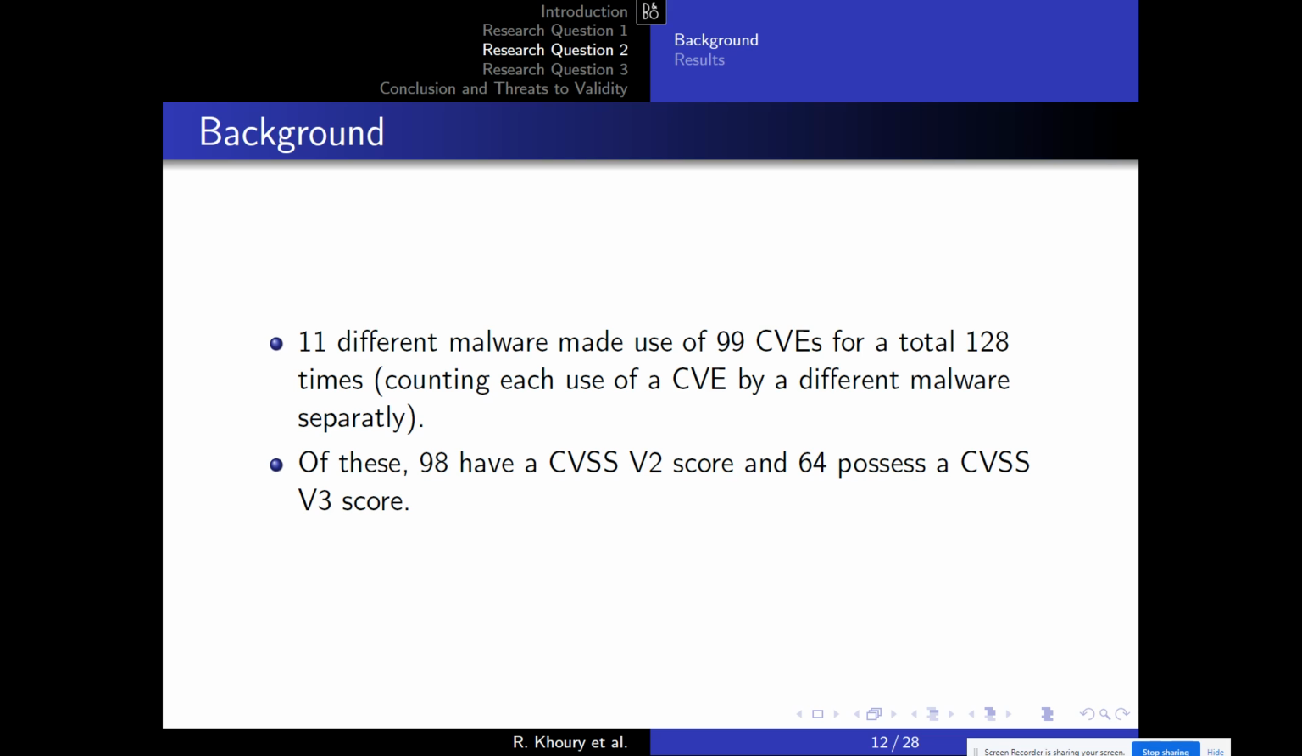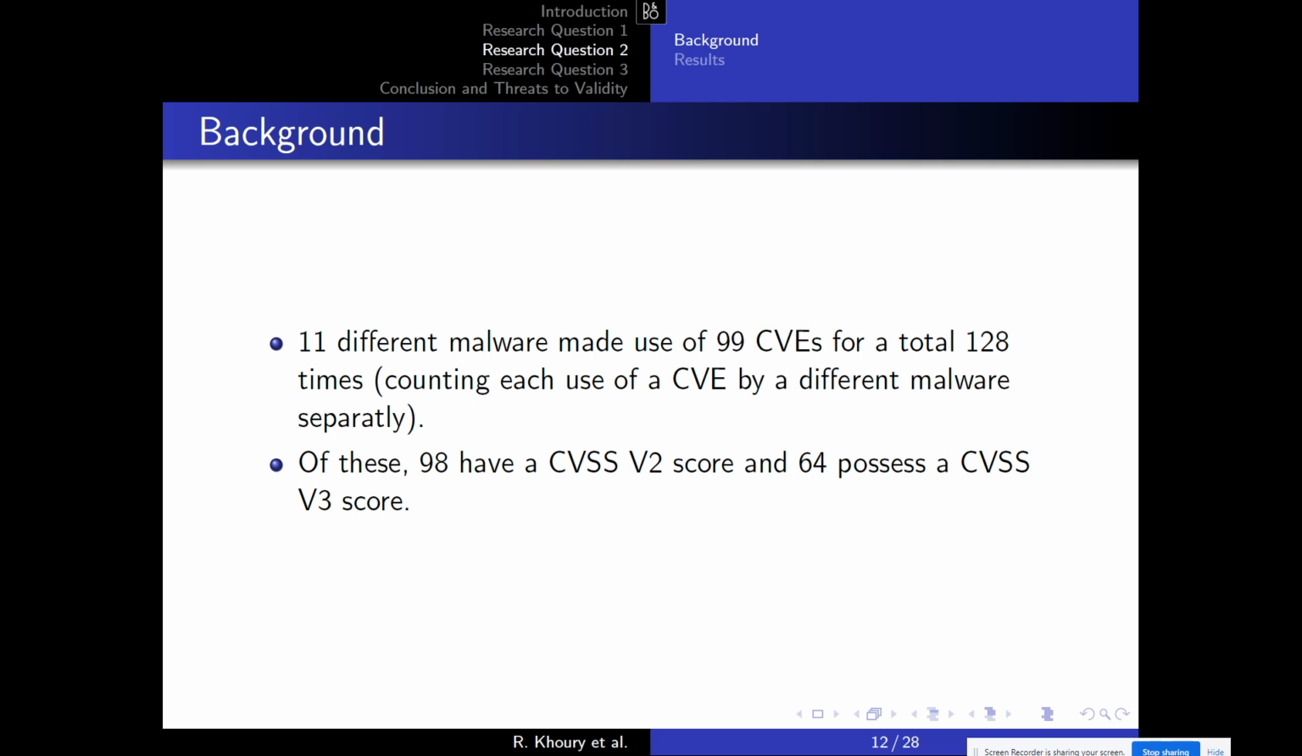And of these 99, in the database there are 2 ratings that describe different pieces of information that I'll introduce in a moment. There's the CVSS version 2 rating and the CVSS version 3 rating. In the rest of this presentation, I'm going to call them V2 and V3. Not every vulnerability has both ratings. Every vulnerability that we looked into had the V2 rating, except one. So 98 of the 99 CVEs had the V2 rating, and 64 had the V3 rating.